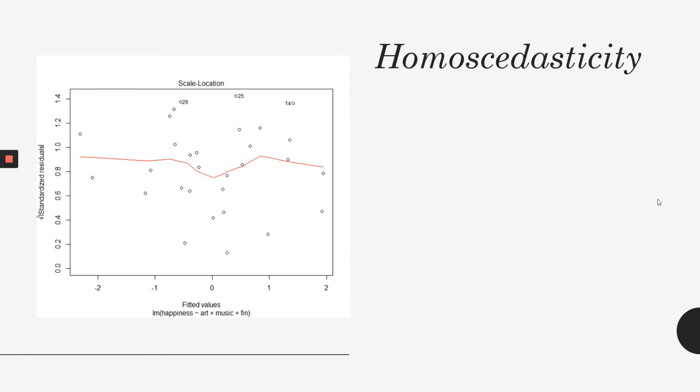And then homoscedasticity tells us how far the y values stray from the predicted values as the model goes on. If we look at the square root of the absolute value of standardized residuals against the fitted values, it gives us a good indication of that distance.